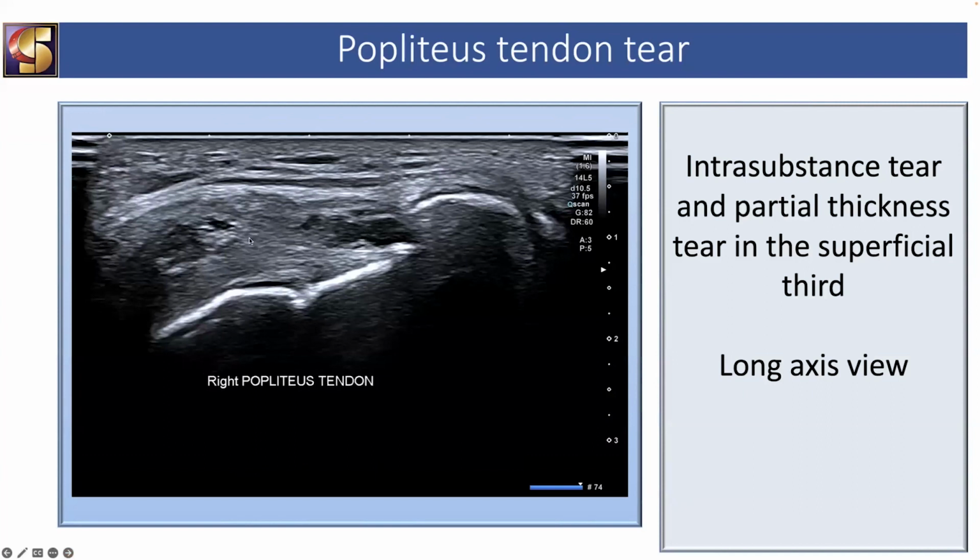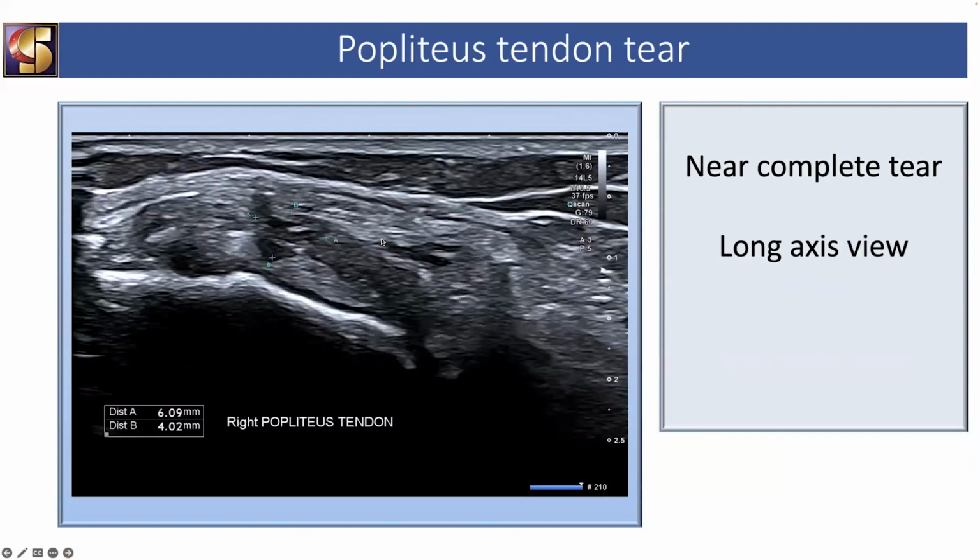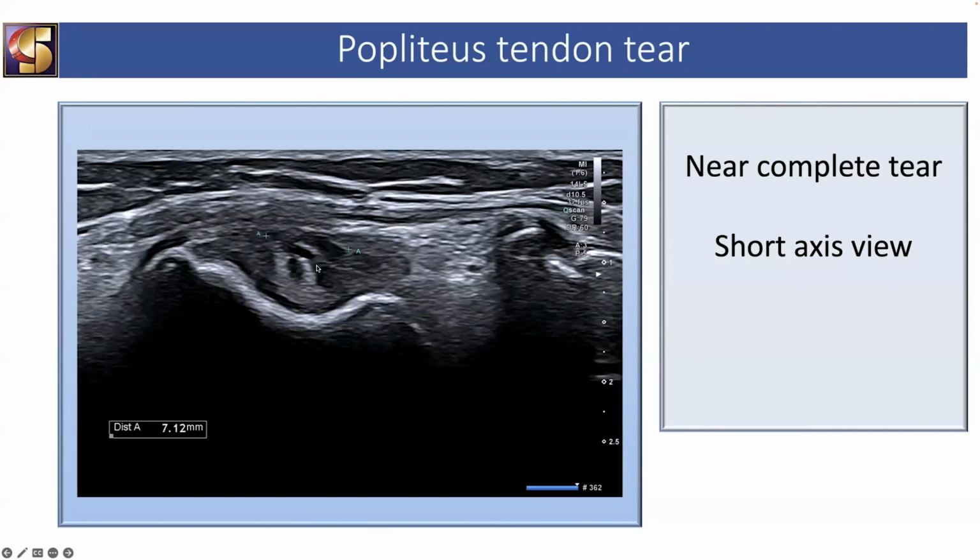This was another interesting case. We could see an intrasubstance tear as well as a tear involving the cranial end of the popliteus tendon. Here there was a hyperechoic as well as a hypoechoic area within the diffusely thickened popliteus tendon and a collection of fluid in this area. In this case, only a very few fibers on the articular surface of the popliteus tendon were intact. The entire tendon was torn up to the superficial surface. This is the same case in the short axis view. It was totally heterogeneous with small pockets of fluid within it.